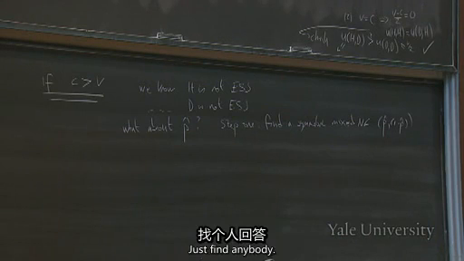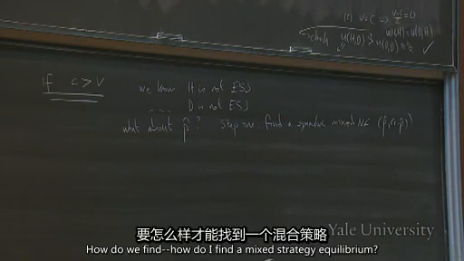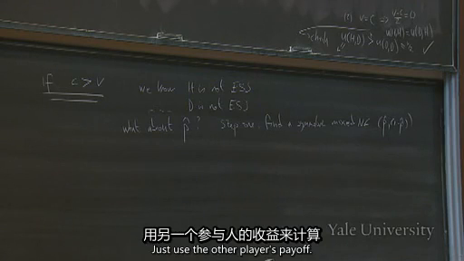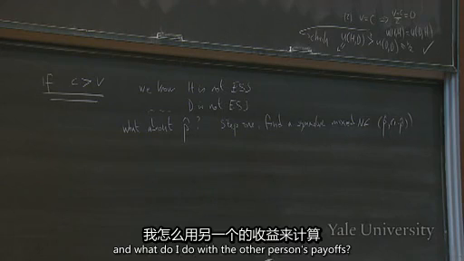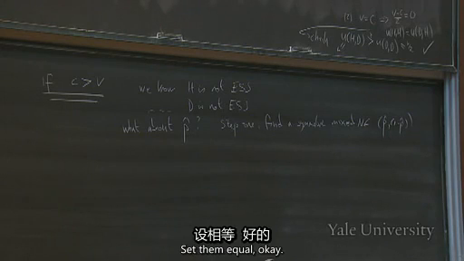How do I find a mixed strategy? Just find anybody. How do we find it? How do I find a mixed strategy equilibrium? Just use the other player's payoffs. And what do I do with the other person's payoffs? You set them equal? Set them equal, okay?